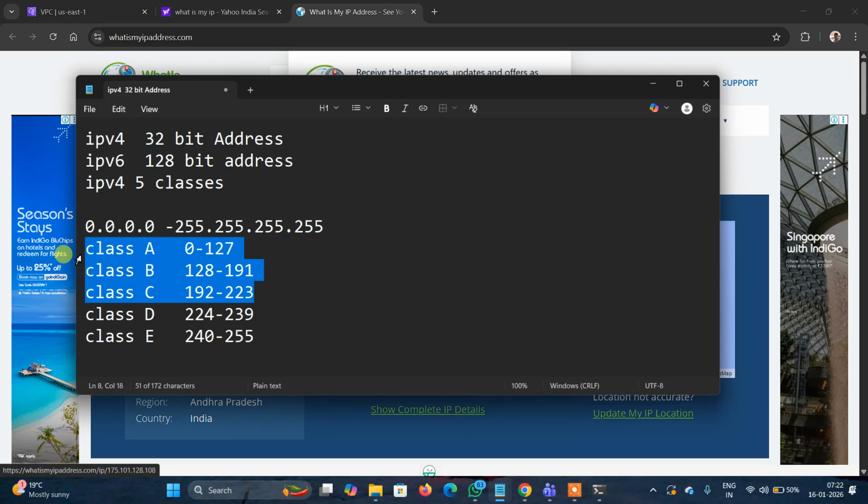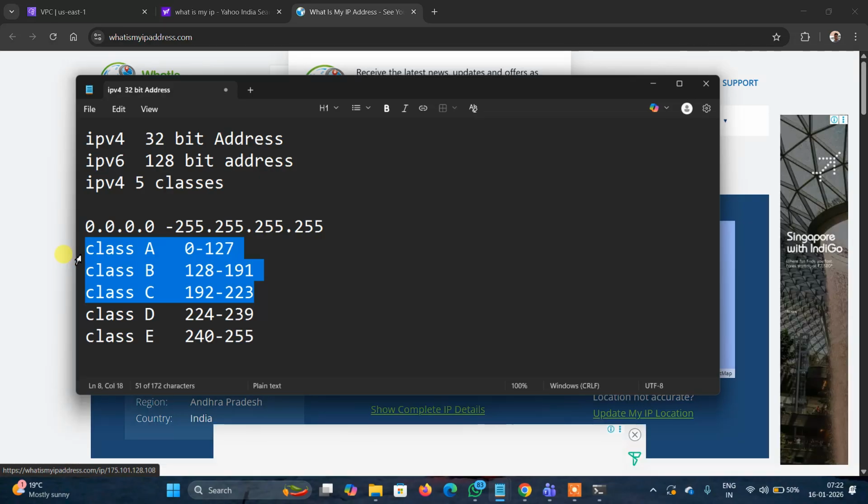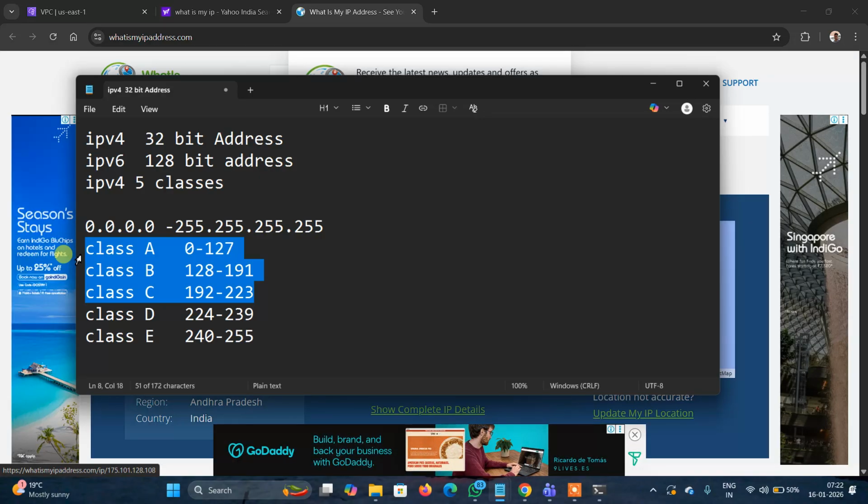And in this one again we are going to exclude the zero network. Why exclude the zero network? The zero network, 0.0.0.0, is known as the default network. Suppose I want to connect to any network, it is known as the default network.